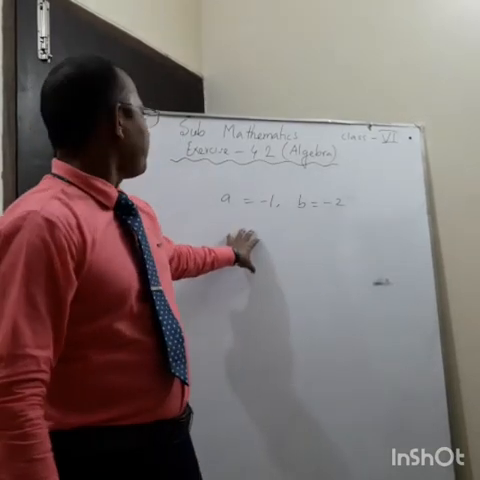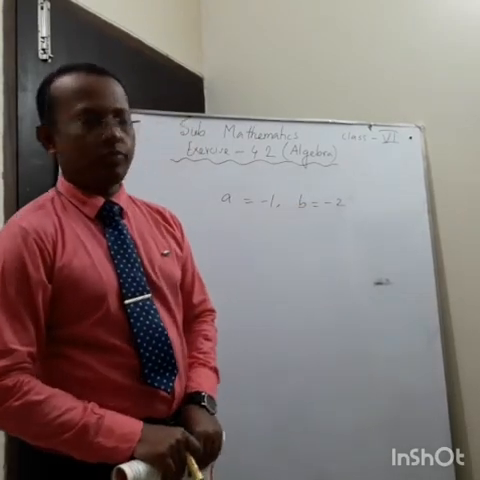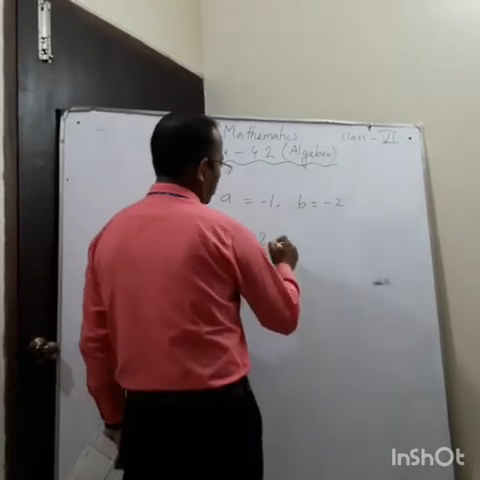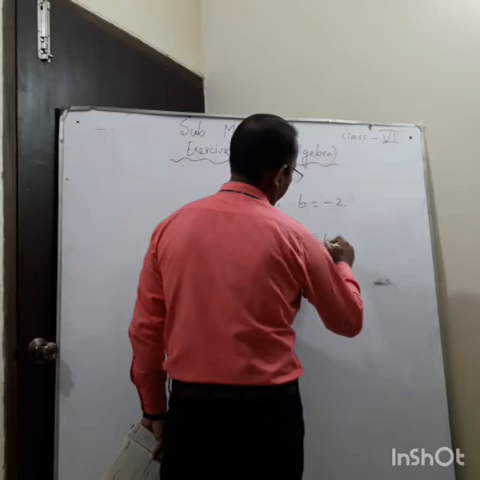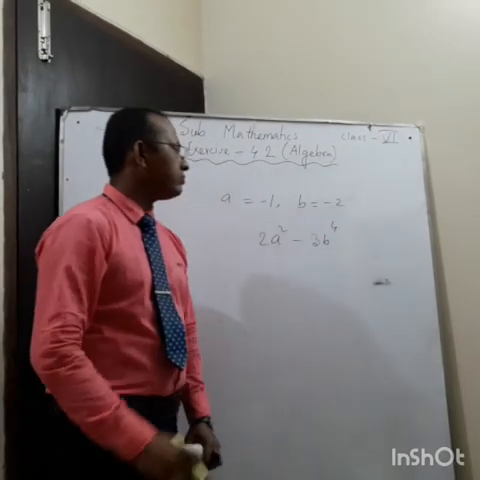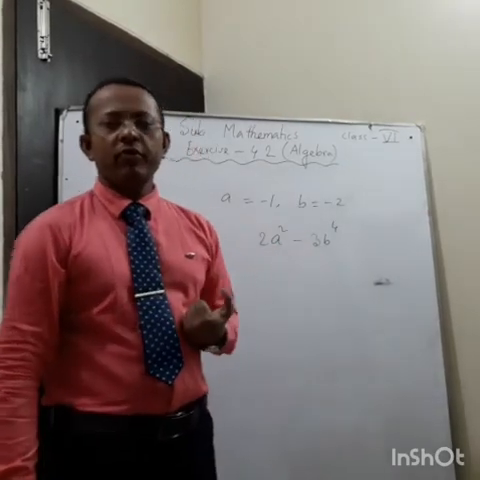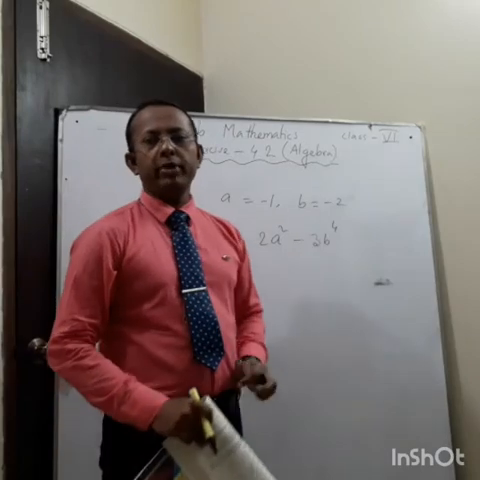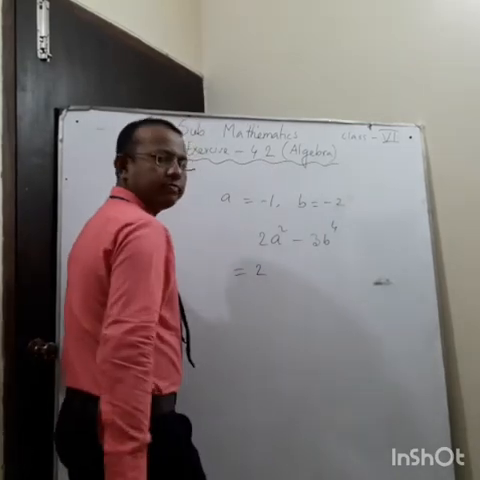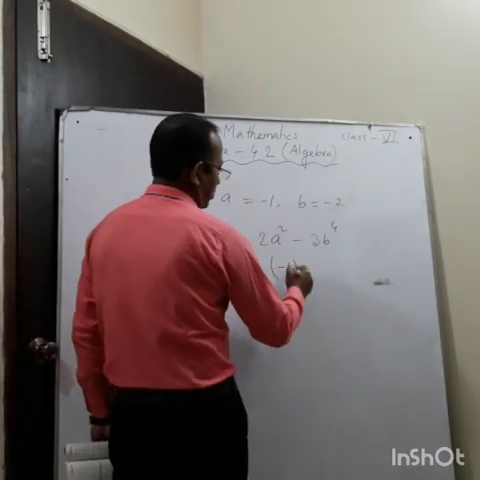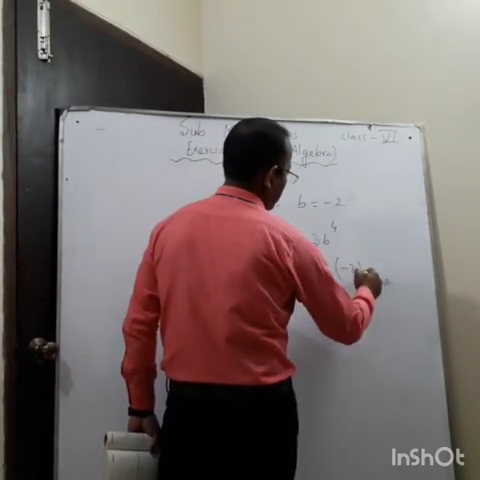For example, when a equal to minus 1 and b equal to minus 2, then find the value of 2a square minus 3b to the power 4. Find the value of 2a square minus 3b to the power 4 when a equal to minus 1 and b equal to minus 2. Here, this is 2 into minus 1 whole square minus 3 into minus 2 whole to the power 4.